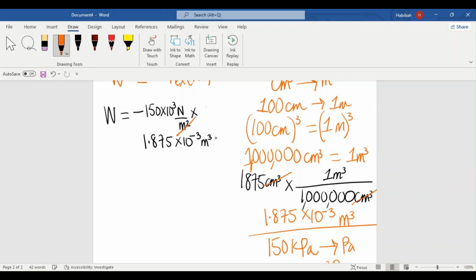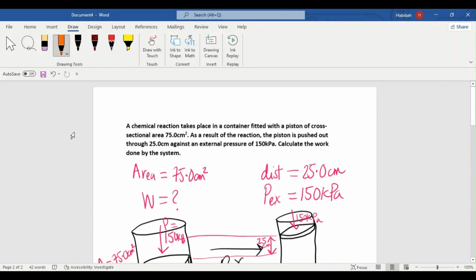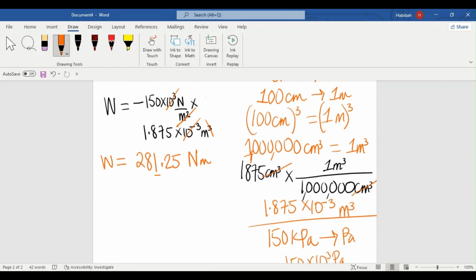So cancel our meter squared, remove cubed from meter. So work done equals negative 150 times 10 raised to the power 3 times 1.875 times 10 raised to the power negative 3. So just cancel out this side and this side, basically the negative 3 and the positive 3. So when you do the calculation in your calculator, you end up with 281.25 Newton meter. And since, of course, this question that we're given is in 3 sig figs, we can stop writing the value on that one.